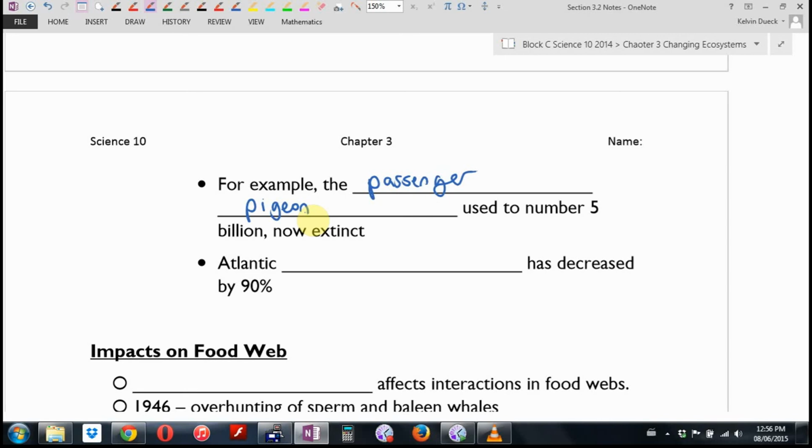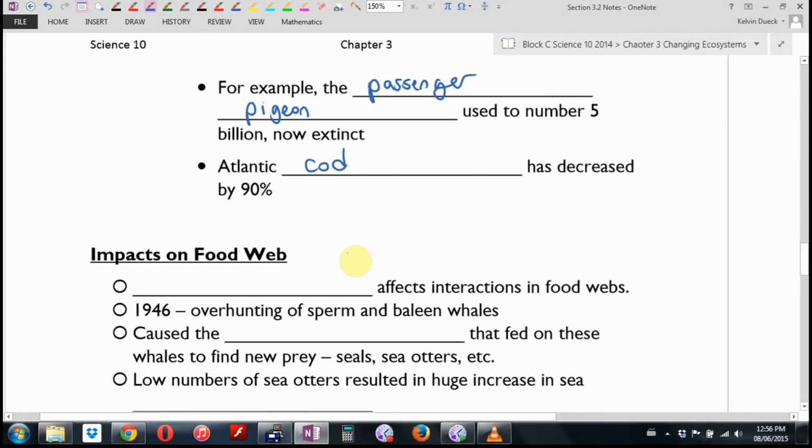Buffalo is another one. There used to be a lot of buffalo. We wiped those out. Now they're only existing in small enclosed herds. The one that we did on the East Coast, Atlantic cod, overfishing. Otter, oh yeah, especially the fur trade, we did a lot of damage to different species.